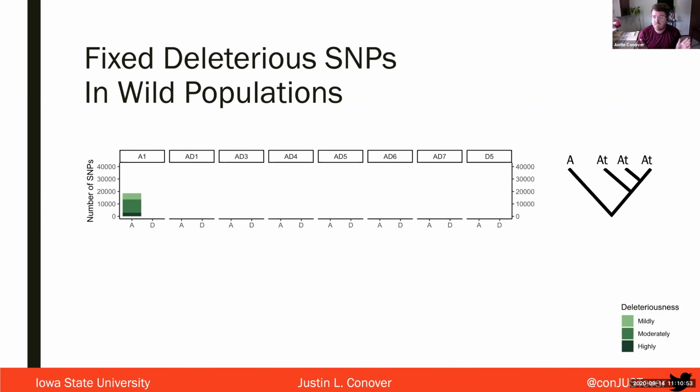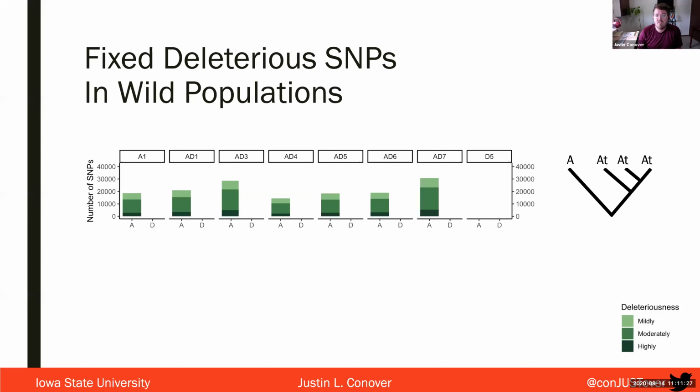So first, I want to look at just the deleterious SNPs that are segregating within the polyploids or the diploids, but happen to be fixed within a specific species. So here on this plot, we're looking at the A genome of A1. The light green indicates mildly deleterious mutations. The darker green is the moderately deleterious mutations, and the dark green is the highly deleterious mutations. This is based on the GERP scores as well. And we see a fairly appreciable number of deleterious mutations that are fixed in A1.